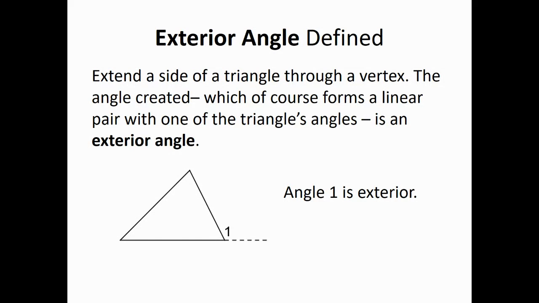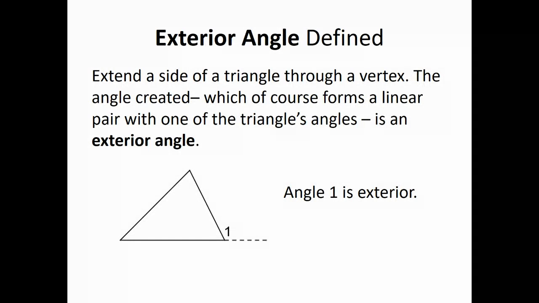So imagine that we have in front of us a triangle, or it could be a polygon with more than three sides, but we'll consider only triangles here at the start. And what we do is this, is we extend a side through a vertex. Okay, so of course, each side is a segment, and a segment is part of a line, so just simply produce more of that line. Now, when you do so, you create an angle that is a linear pair with one of the triangle's interior angles. When you do this, that's an exterior angle.